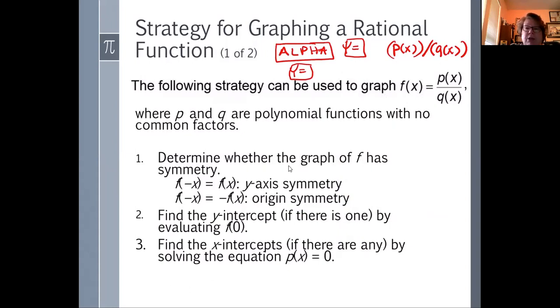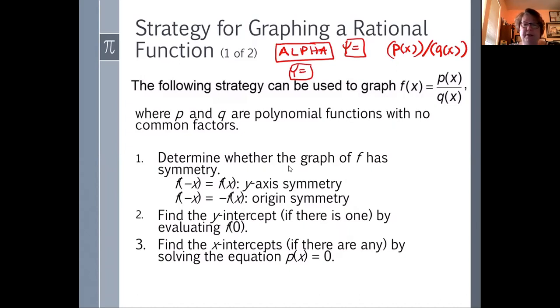Okay, the following strategy can be used to graph f of x equals p of x over q of x, where p and q are polynomial functions with no common factors. Number 1, determine whether the graph of this function has symmetry. So how do we determine symmetry? To determine symmetry, we replace x with negative x. If we get exactly the same function we started with, then there's symmetry about the y-axis. If we get exactly the opposite of what we started with, then there's symmetry about the origin.